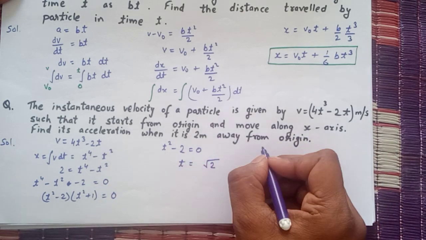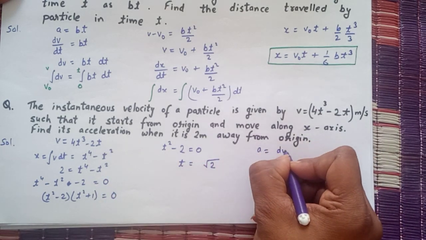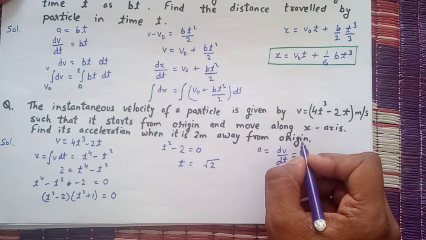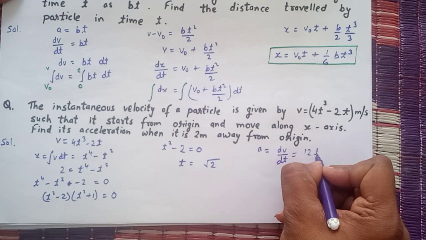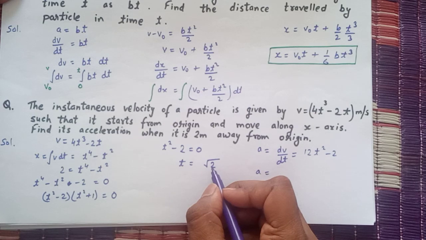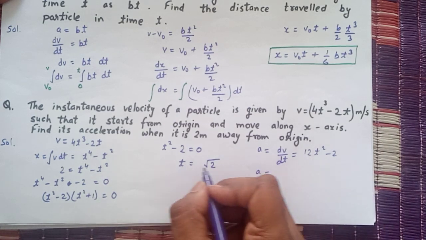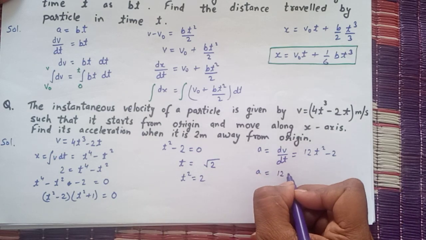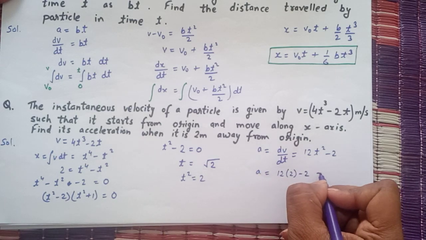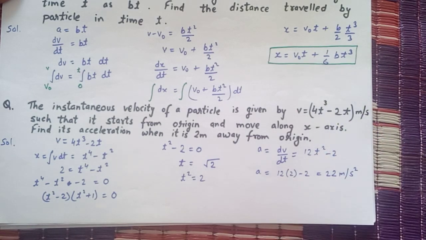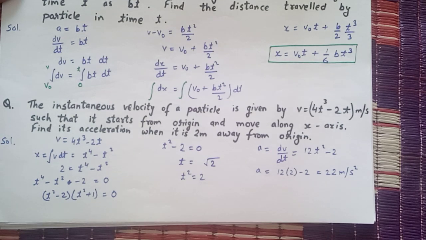Question is asking for acceleration. So acceleration will be differentiation of velocity. So differentiation of 4t cube minus 2t will be 12t square minus 2. We have to find the acceleration at this time. So putting the value of t is equals to root 2 or t square is equals to 2, we will get 12 into 2 minus 2. It will be 22 meter per second square, as the velocity was in meter per second. So this is the acceleration when the particle is 2 meter away from the origin.